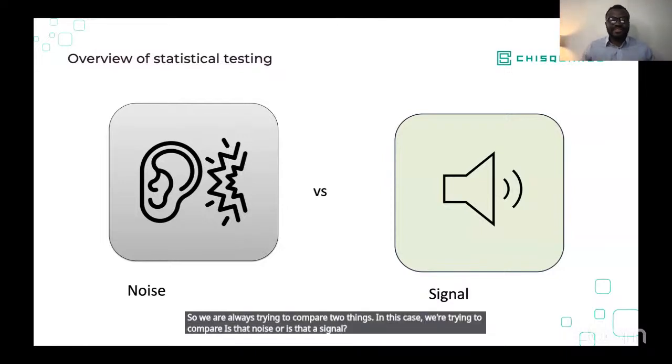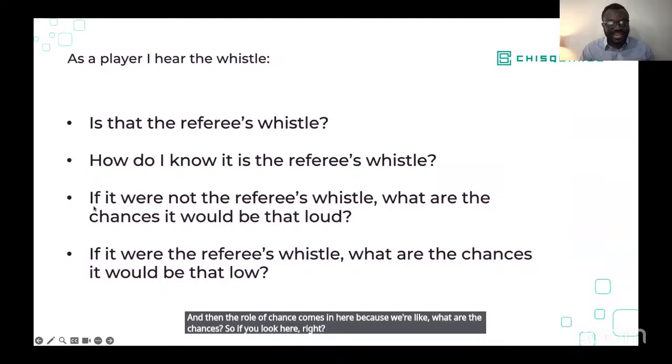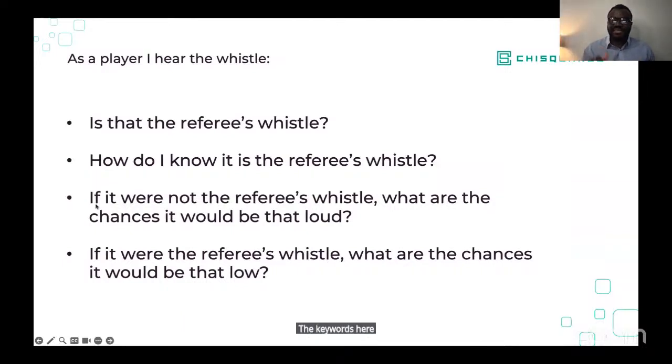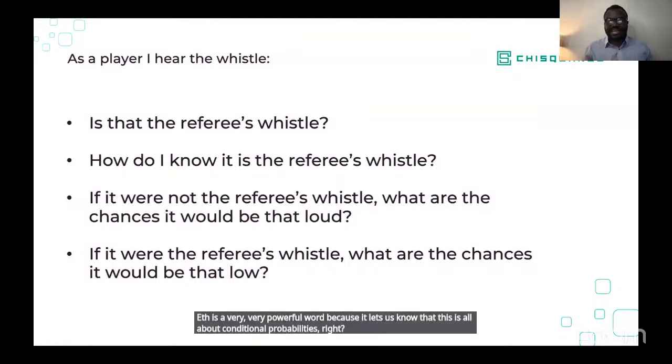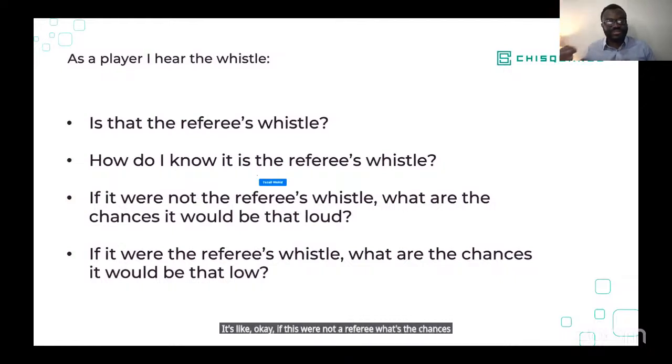And then the role of chance comes in here because we're like, what are the chances? If you look here, the key words are the words "if" and "chances." "If" is a very, very powerful word because it lets us know that this is all about conditional probabilities. It's like, okay, if this were not the referee, what's the chances that the whistle will be that loud?